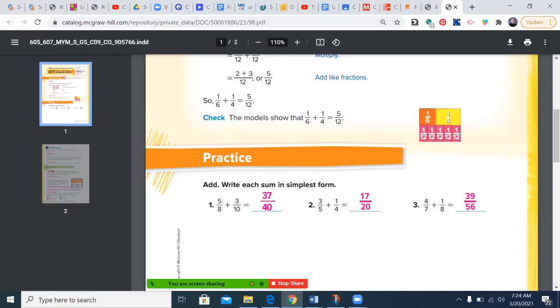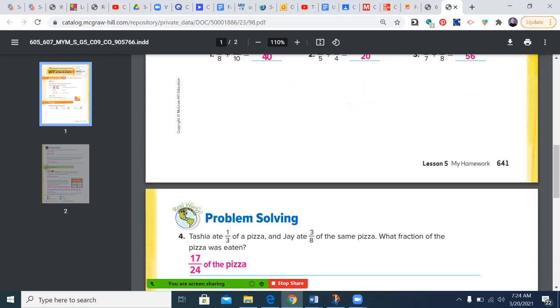Here we have 3/5 plus 1/4, which is 17/20. Nothing you can simplify there. 20 is the least common multiple of 5 and 4. The least common multiple of 7 and 8 is 56, and you end up multiplying this side by 8 and this side by 7, and you get 39/56.